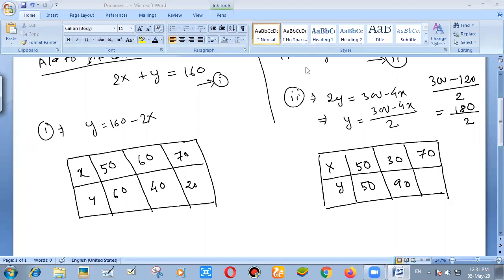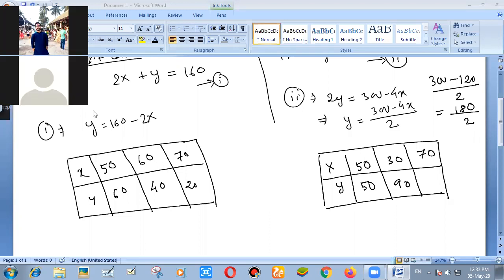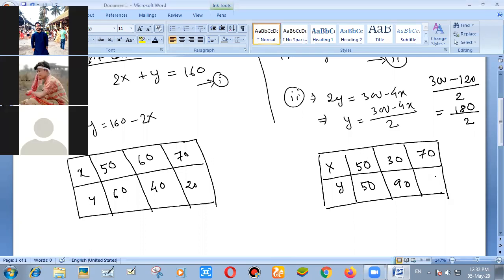Zero to 120. 60. It will be 60 then. Okay, now I am going to plot the value in the graph paper.